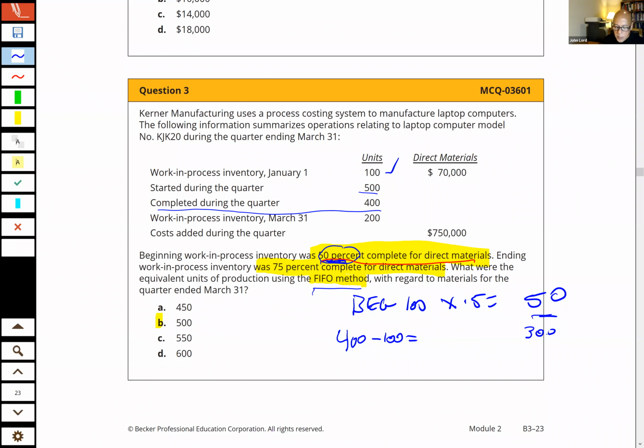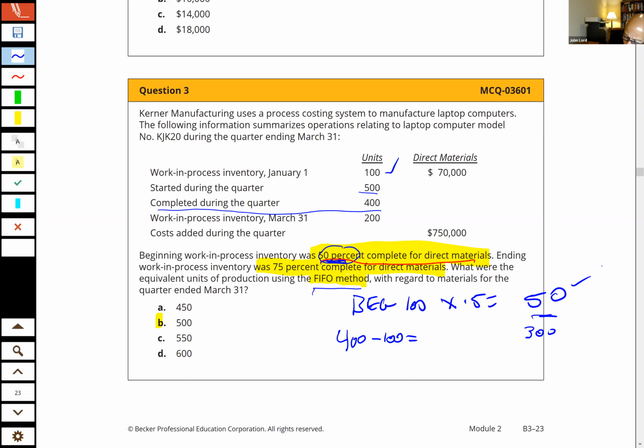The way the book made it sound, they would always give you the started and completed, and they did not here. They only gave me the number completed, which includes the units that were in beginning inventory, which I already accounted for with this 50%, right? I've already given myself credit for those. I completed those units that I had started at the beginning of the period, and I just gave myself credit for those. So I only put the 300 down.